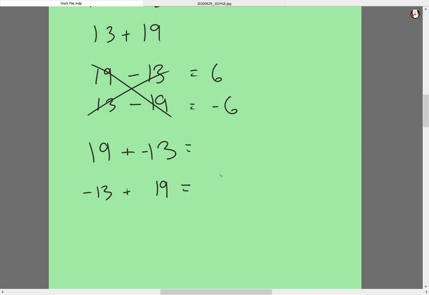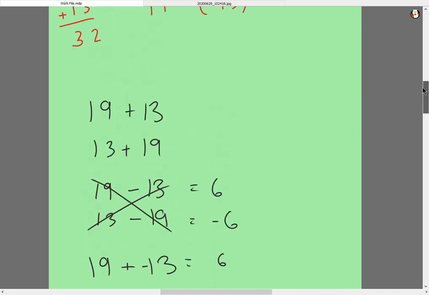These are both 6. They come out the same. So these you can do. You can move things around with addition, but you can't move things around with subtraction. So I just like to get rid of subtraction whenever I can.